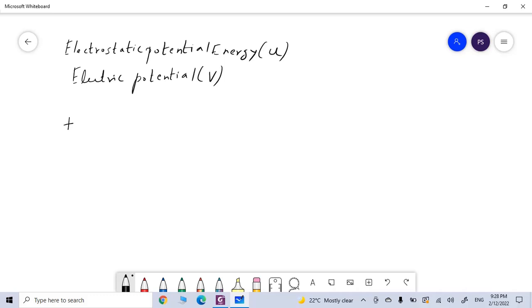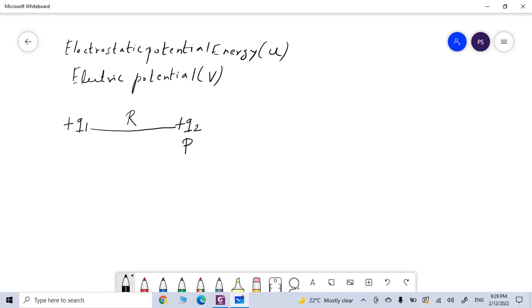Let us consider a positively charged charge Q1. This is present in space. Let us assume that there are no charges present in its vicinity. Let us now consider another charge Q2. Once again, this is positive, and this charge Q2 is present at this point P. Let the distance of separation between these two charges be R.